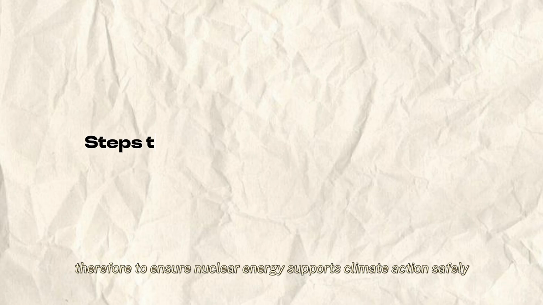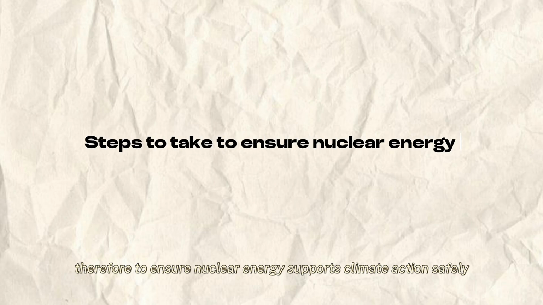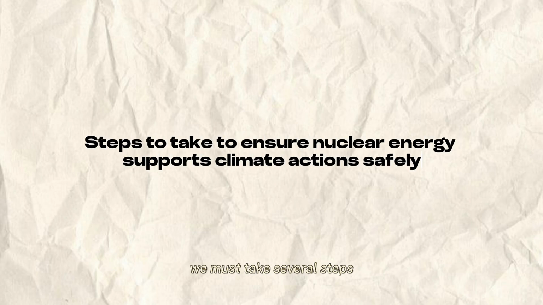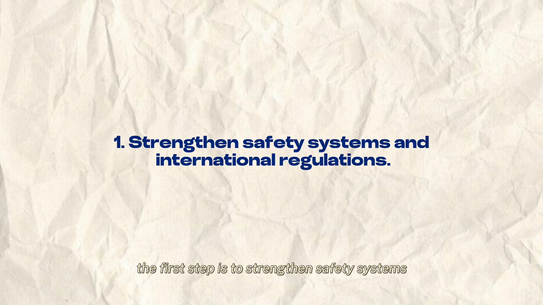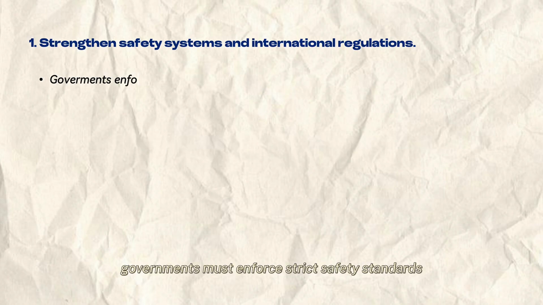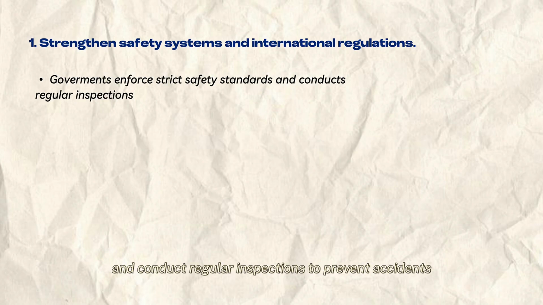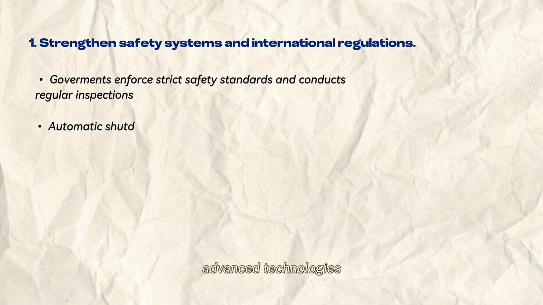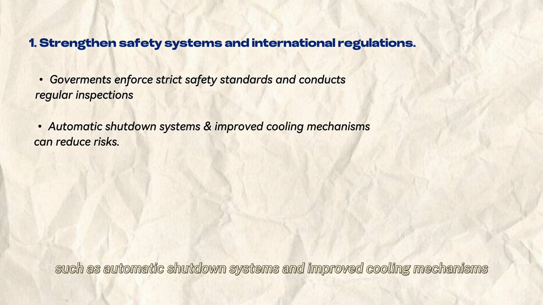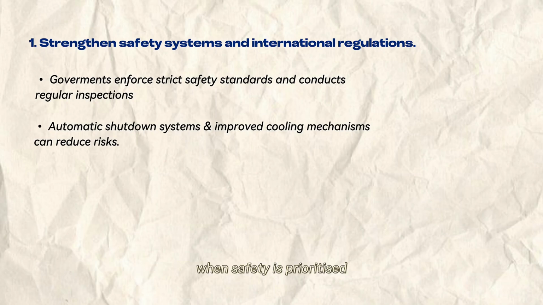Therefore, to ensure nuclear energy supports climate action safely, we must take several steps. The first step is to strengthen safety systems and international regulations. Governments must enforce strict safety standards and conduct regular inspections to prevent accidents. Advanced technologies such as automatic shutdown systems and improved cooling mechanisms can reduce risk. When safety is prioritized, nuclear energy can become a more reliable and sustainable option in the fight against climate change.